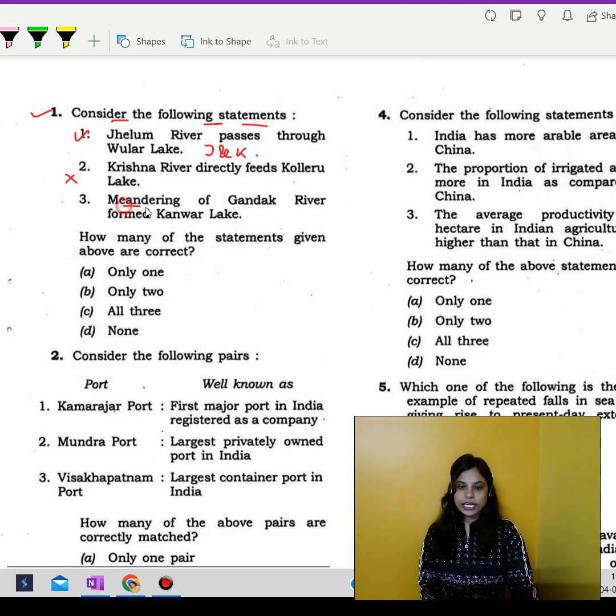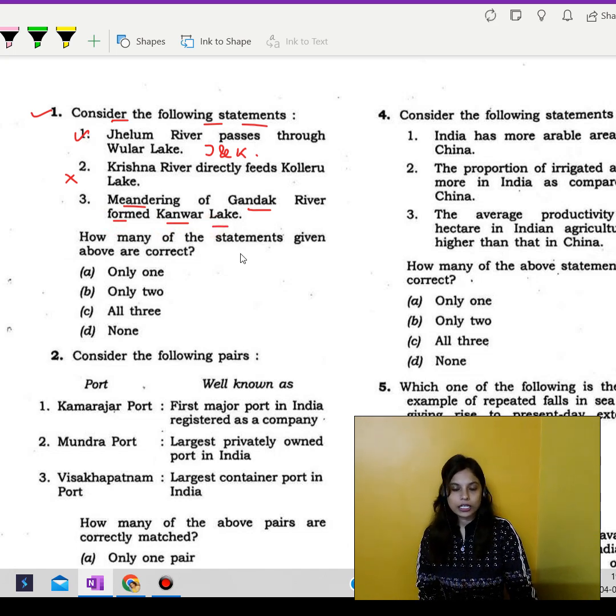Third is meandering of Gandak River formed Kanwar Lake. Now, Kanwar Lake is also known as Kabartal, and it's the largest freshwater lake in Bihar. Kanwar Jheel, which is locally called so, is located around 22 kilometers northwest of the Begusarai town.